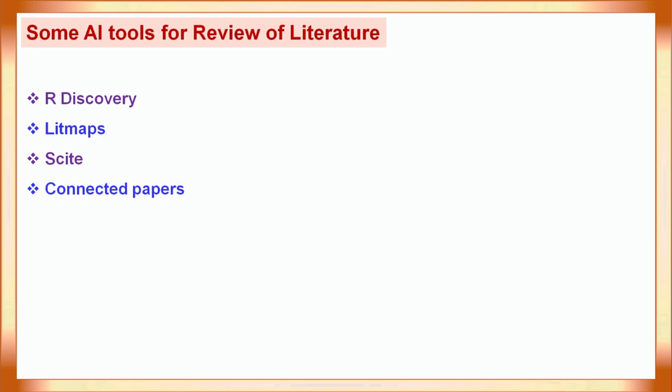Nowadays a number of AI tools are available which can help you do a proper review of literature. Some of the tools I have listed here are Art Discovery, Litmaps, Site, and Connected Papers. But one thing you have to remember: most of these tools are not free of cost. They mostly have two versions, where the basic version provides limited functions, and in the paid version you will find all these functions. But these tools are very efficient in helping students do a proper review of literature.